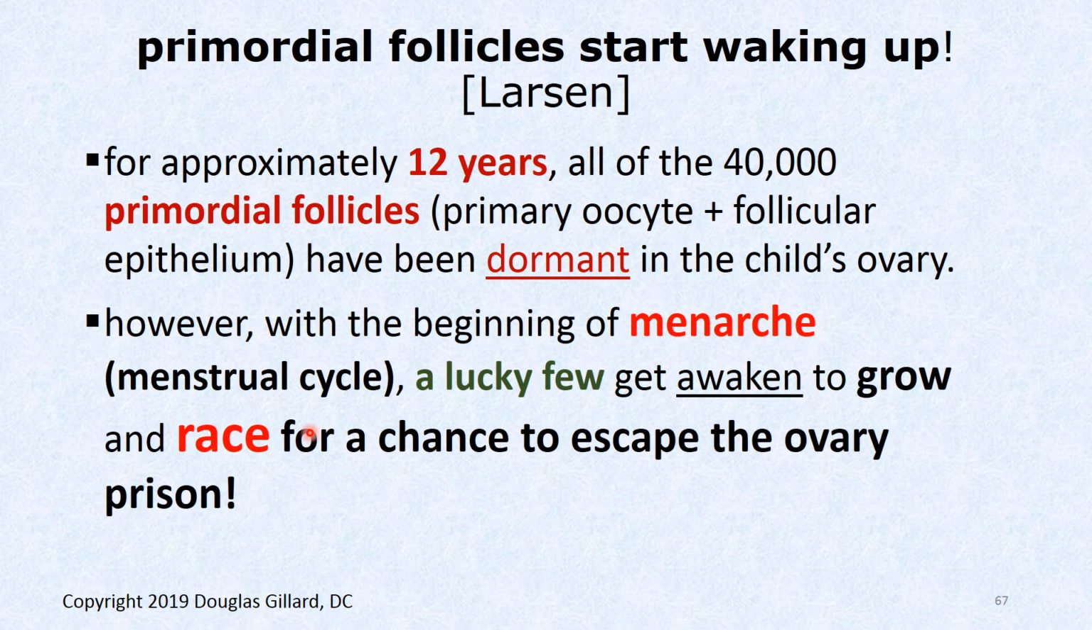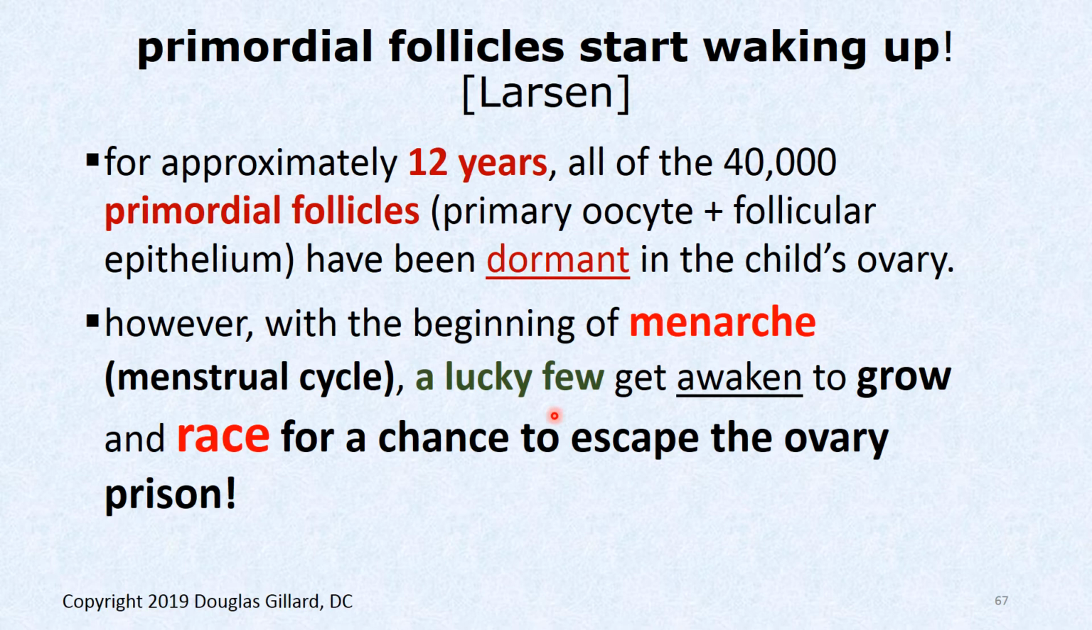We have a primordial follicle. Our baby is just born. So for the first 12 years, for the most part, these primordial follicles just hang out and do nothing. So all 40,000 of them, they are dormant. However, once menarche gets close and starts, the key of that is the anterior pituitary releases follicle stimulating hormone, FSH, and luteinizing hormone, LH. Once those two start flowing a little bit, things are going to change.